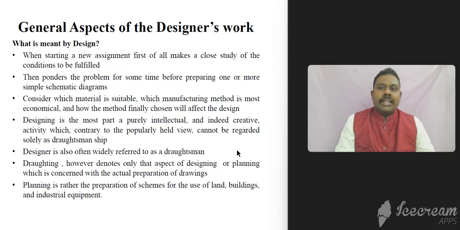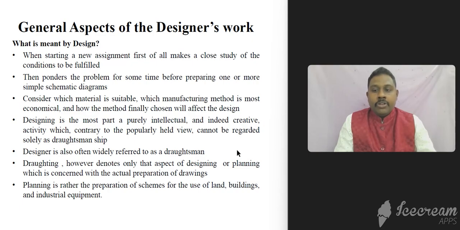Then, what are the general aspects of design? What is meant by design? When you are starting a new assignment, first of all, all the studies to be fulfilled are listed. So we need to assume what things we need to make. Then there will be a problem to solve. We need to identify what type of problem there is and prepare the solution for that, what material is suitable for the component or product you are going to make, and what manufacturing method you are going to use.